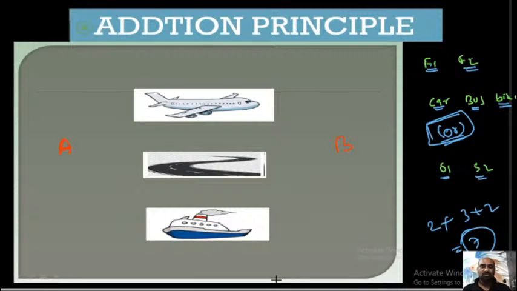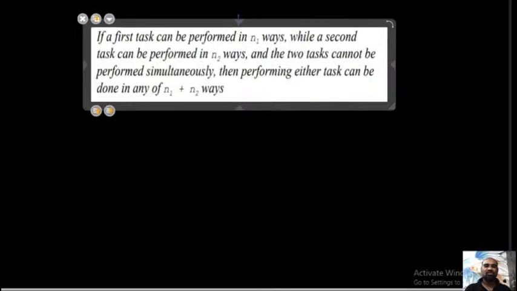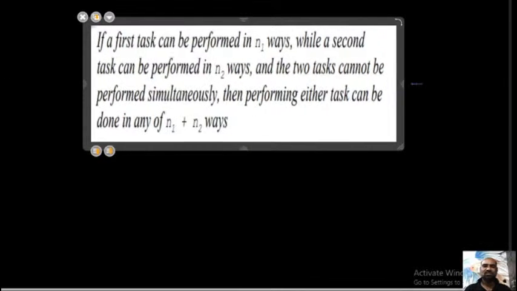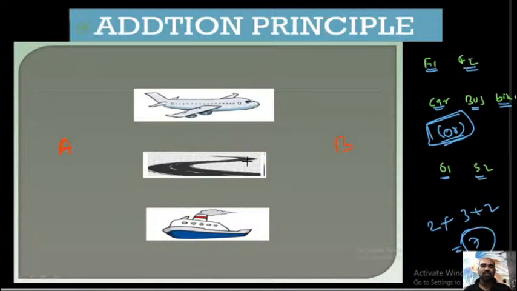Okay, so listen, students. Here I wrote the definition of the product rule, sorry, the sum rule. Just listen to what it says. If a first task can be performed in n1 ways, while a second task can be performed in n2 ways, and these two tasks cannot be performed simultaneously, then performing either of the tasks can be done in n1 plus n2 ways. So one task is not dependent upon another task here.